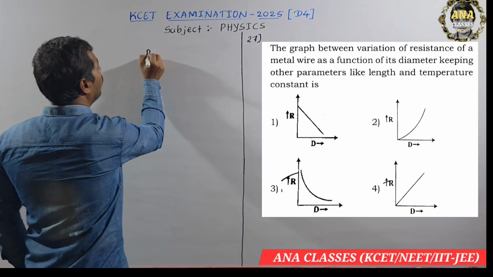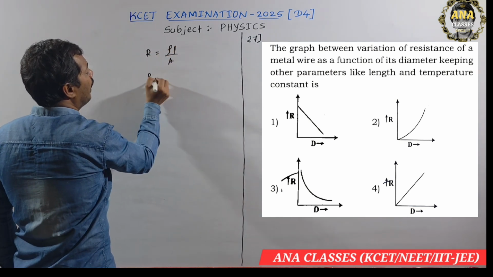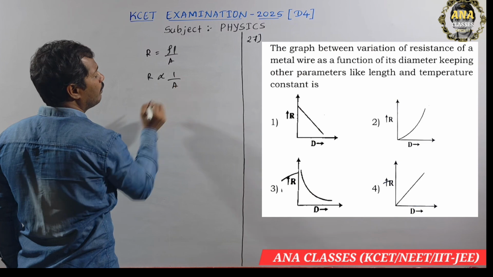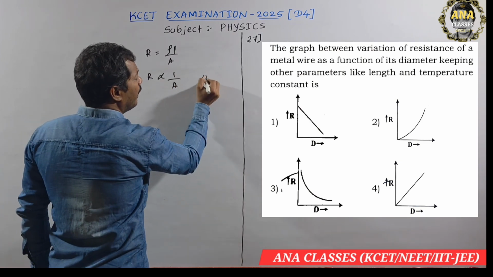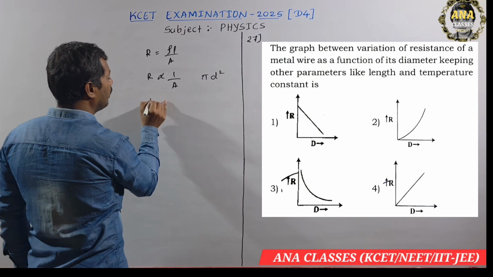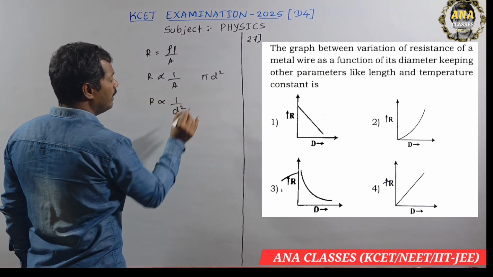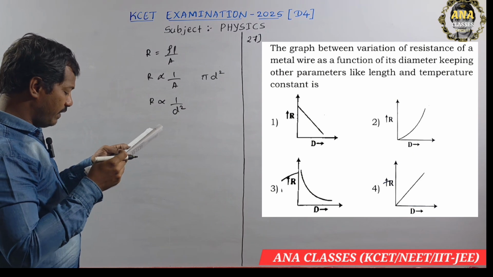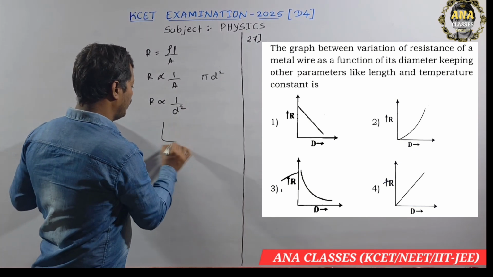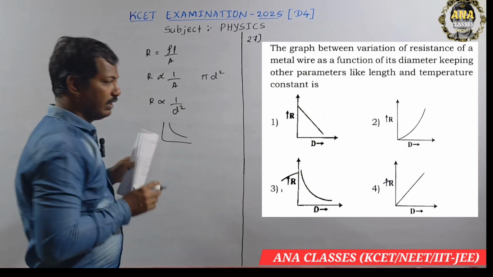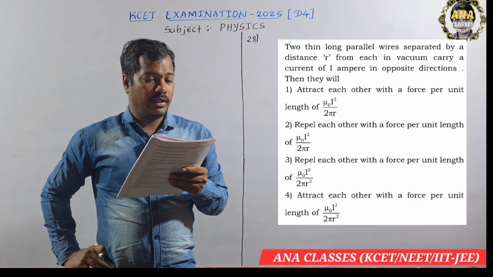Question number 27. The formula is R equals rho L divided by A. So R is inversely proportional to A, the area of cross section of the wire, which is pi d square. So R is inversely proportional to d square. So if we take the graph against d square, the graph is like this, inverse. The answer is the third one.